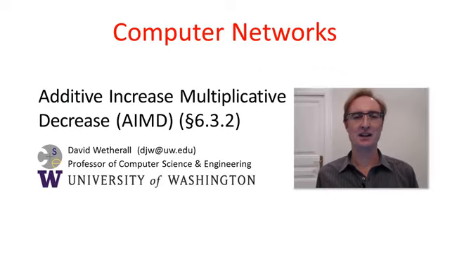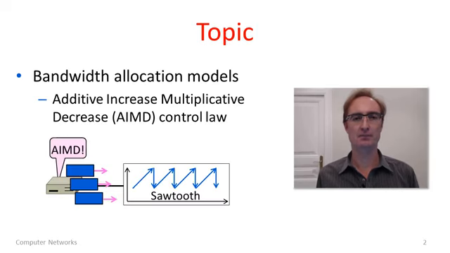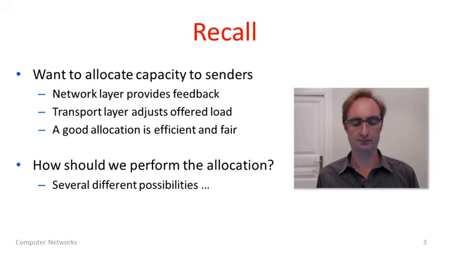G'day viewers. In this segment we'll talk about the additive increase, multiplicative decrease algorithm. So our general topic here is bandwidth allocation. Additive increase, multiplicative decrease, or AIMD, is one control law which has attractive properties for bandwidth allocation, which is why we're going to look at it in detail.